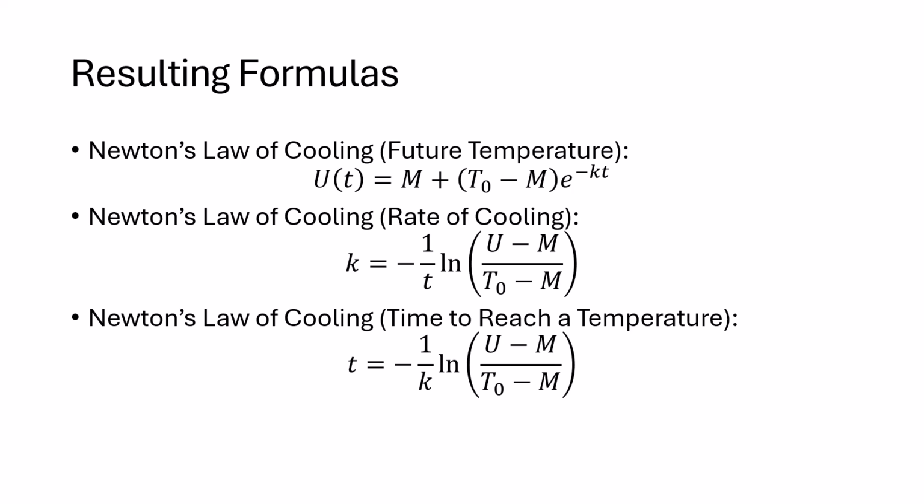Okay? Newton's law of cooling, as far as figuring out the time to reach a certain temperature, you can simply take the rate of cooling temperature and switch the roles of T and K. So we have T is equal to negative 1 over K times the natural log of U minus M divided by T naught minus M.